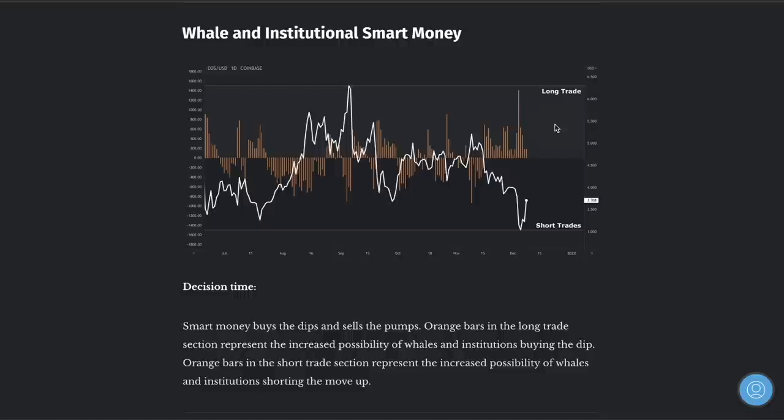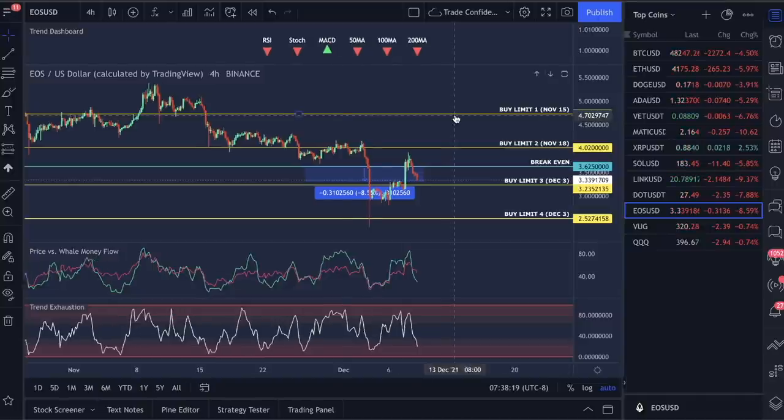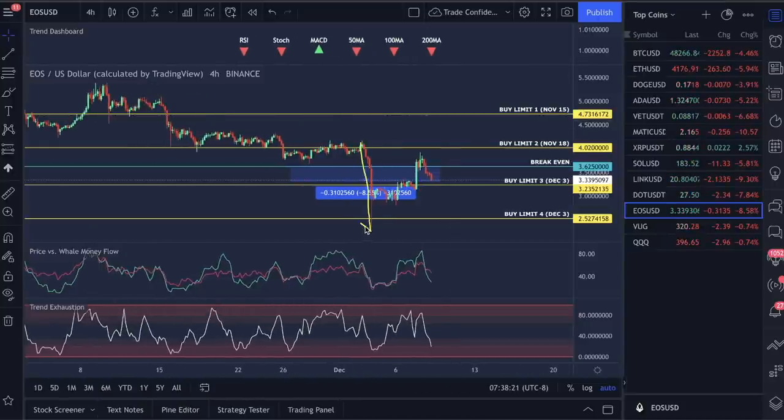Okay. Look at this metric value. I've actually never had this metric shoot up to 1400 before. That's because the drop on EOS was insane on this drop back down. We ended up getting picked up at this bottom level and that drop was crazy to watch.